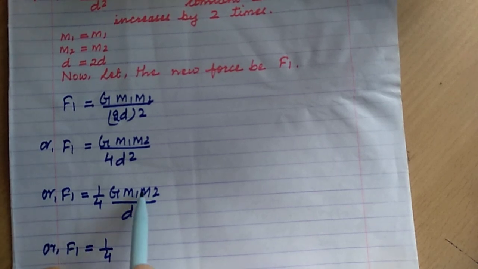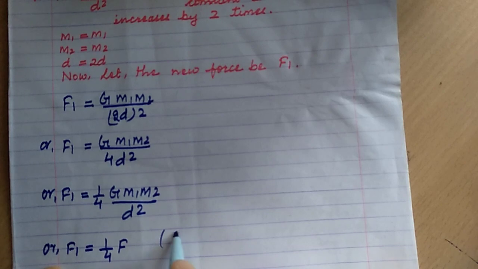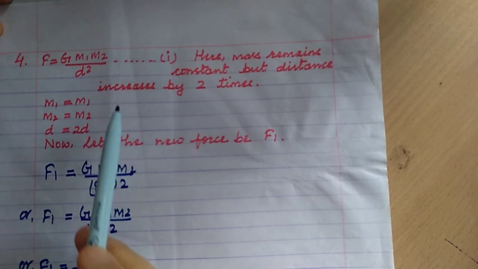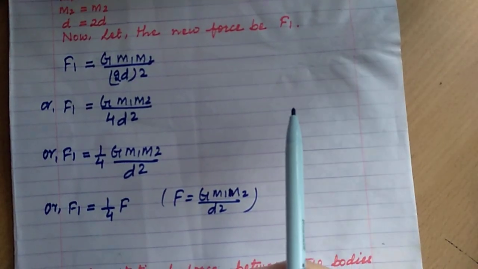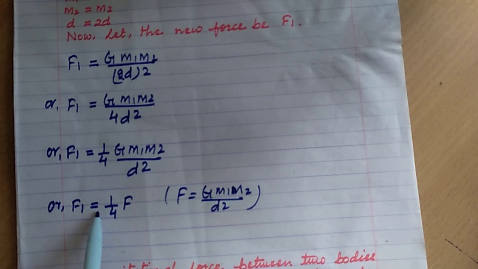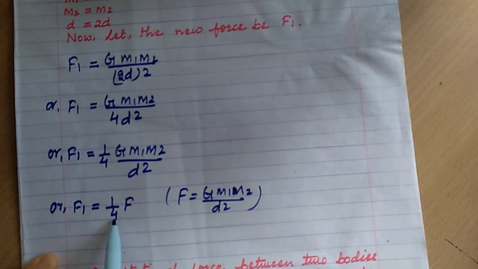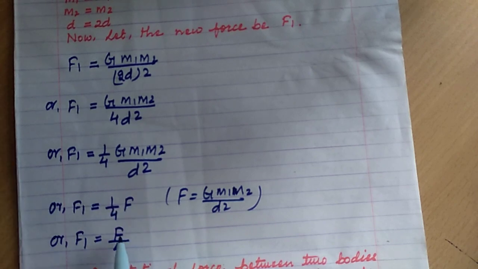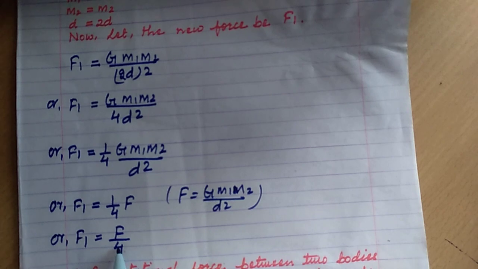Now you can write f in place of this expression, because f is equal to g m1 m2 divided by d square, or you can write it from equation number 1. So here what you have found is that the new force is decreased to 1 by 4th of the initial force. f1 is equal to 1 by 4 f, or f1 is equal to f divided by 4. So the new force decreases by 1/4 of the initial one.